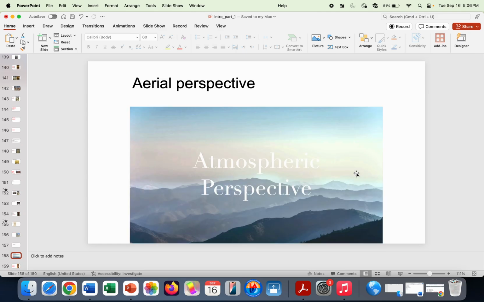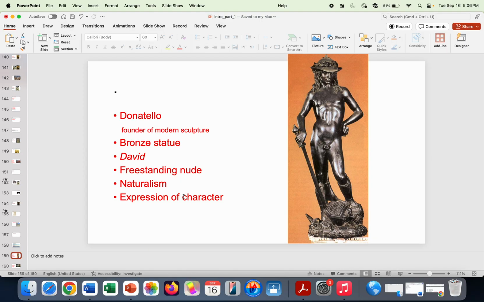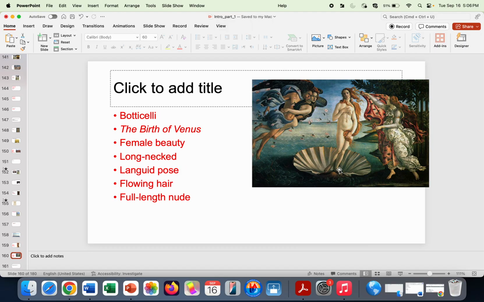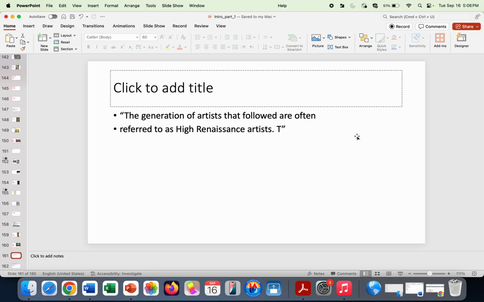And aerial perspective, you show depth by changing the colors. See the colors here give different depth. Donatello is a bronze sculptor. Notice that looks Greek. This is Renaissance. It's the rebirth of the Greek nude. Botticelli, Venus, Greek goddess coming back.